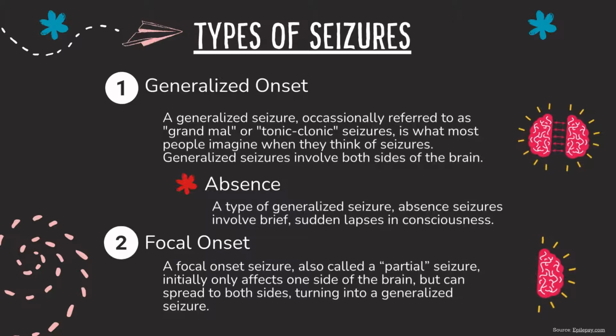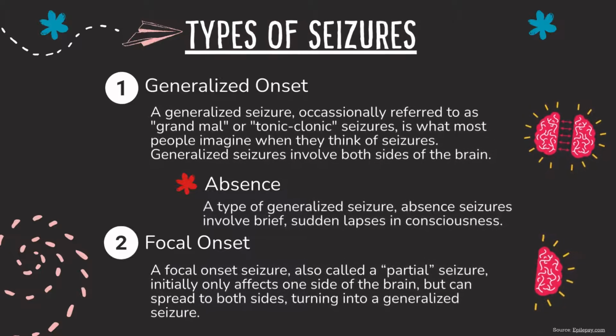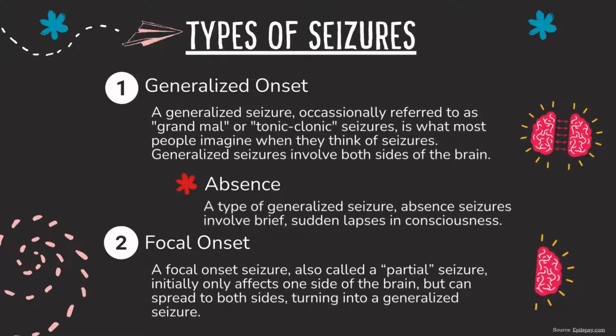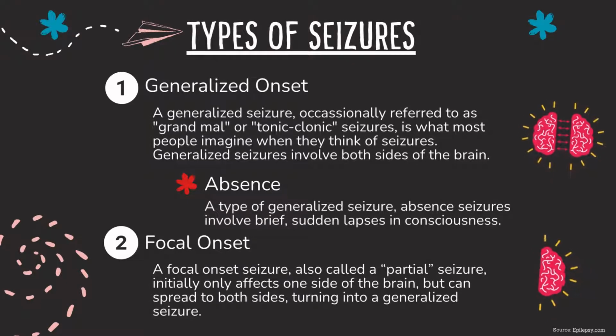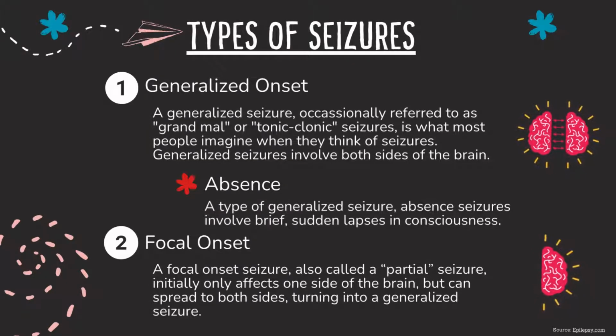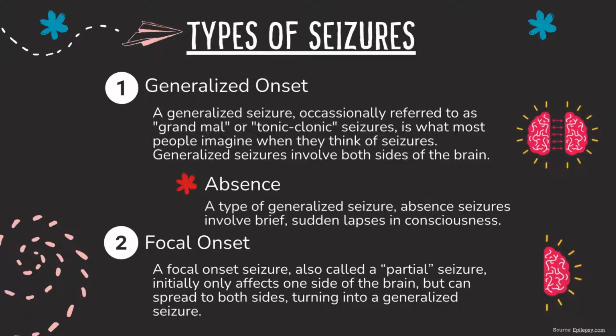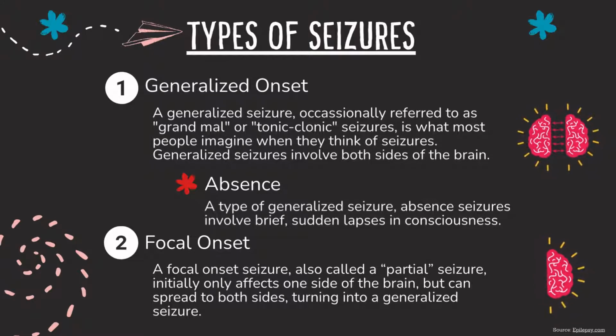There are 2 main types of seizures. Generalized onset seizures, occasionally referred to as grand mal or tonic-clonic seizures, are what most people imagine when they think of seizures. These seizures involve both sides of the brain. Absent seizures are a type of generalized seizure that involve brief, sudden lapses in consciousness. The second main type are called focal onset seizures or partial seizures, which initially only affect one side of the brain but can spread to both sides, turning into a generalized seizure.